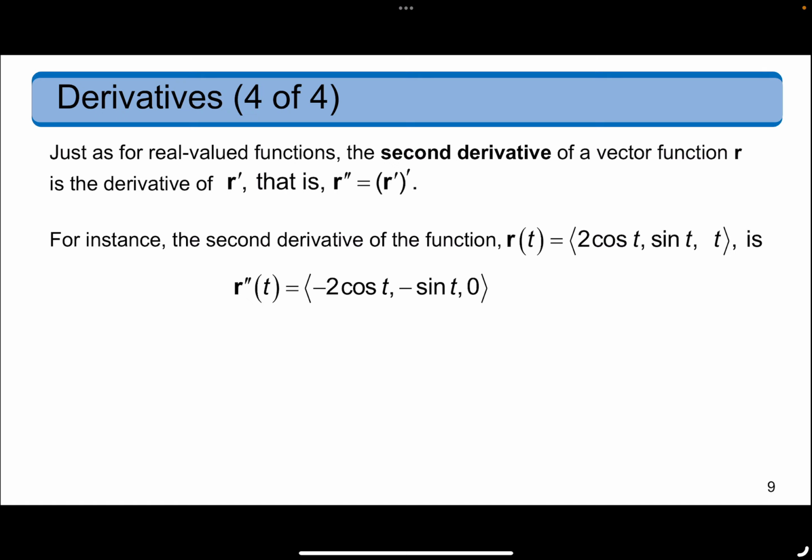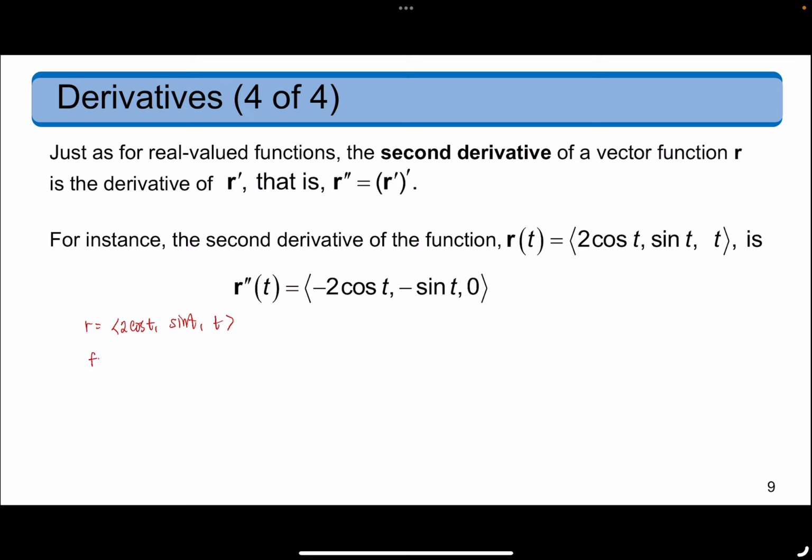Just as for real valued functions, the second derivative of a vector valued function r is the derivative of r prime. That is, r double prime is the derivative of r prime. For instance, the second derivative of the function r of t is equal to 2 cosine t, sine t, and t. So we have r is 2 cosine t, sine t, and t.